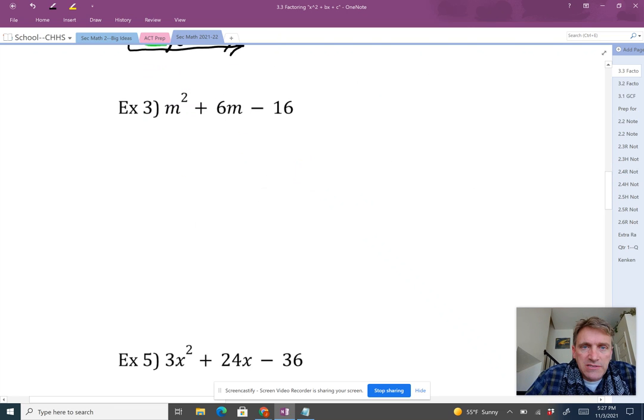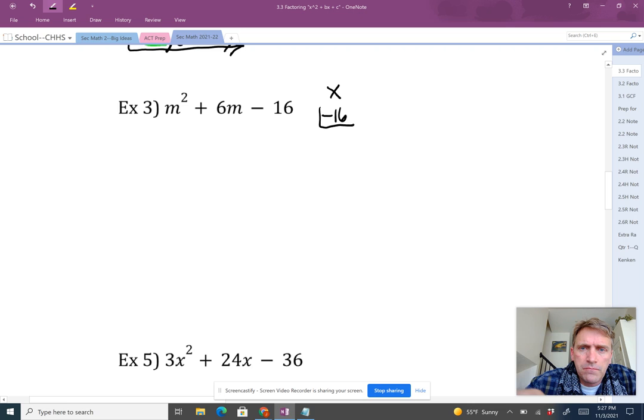Example 3, we've got m squared plus 6m minus 16. They don't all have an m. They're all not multiples of 2 or 6, so there's no greatest common factor, but we've checked that. Now we want to make sure it's in standard form. It's decreasing order 2, 1, and 0 for the constant. So it's in standard form. So then we're looking for the numbers that multiply to c, which is negative 16, and that add to our b term, which is 6.